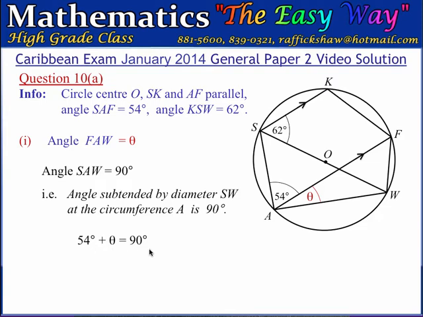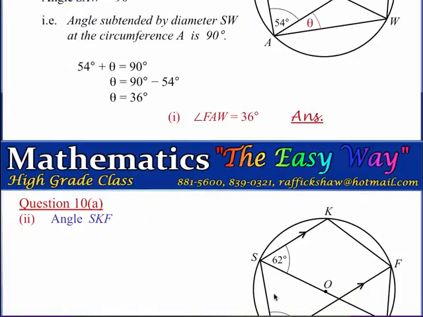And to find theta, all we need to do is subtract 54 degrees from both sides of this equation, and when we do this calculation, theta comes out to be 36 degrees, and so that's the answer. The angle FAW is 36 degrees. Let's move down to part 2.